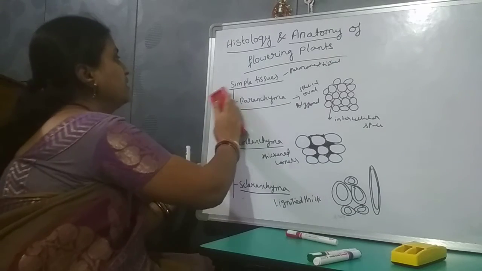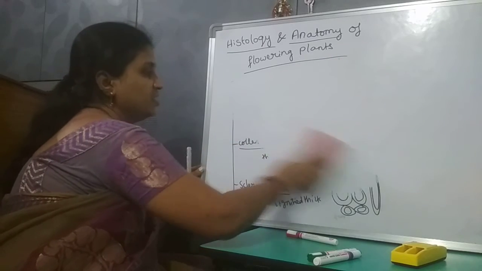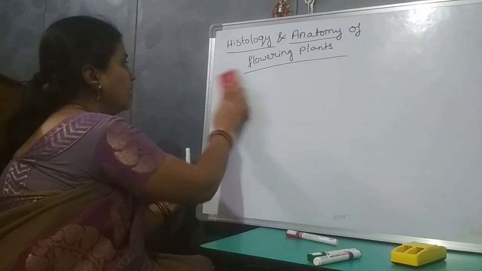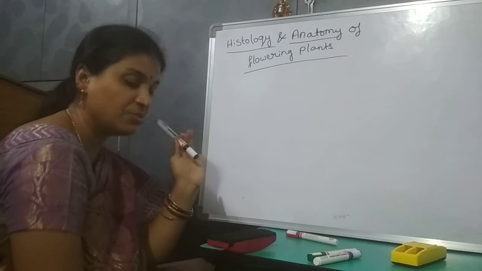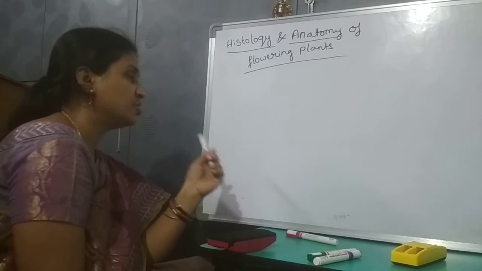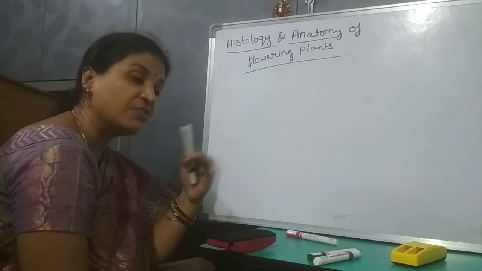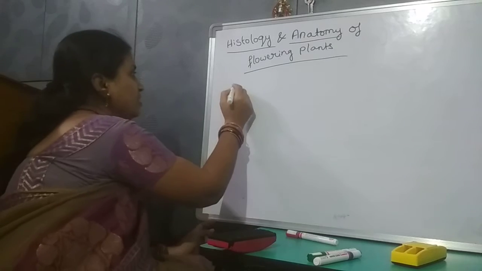Coming on to the complex tissues now. Complex permanent tissues are of two types. Simple tissues means they have similar structure and function. Complex tissues means different types of cells are present in one particular tissue. For example, xylem and phloem.